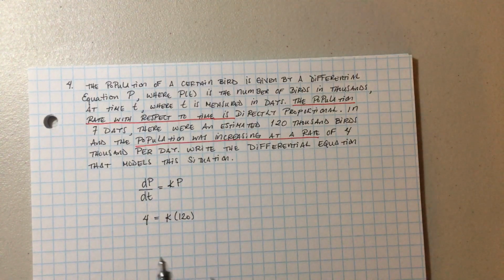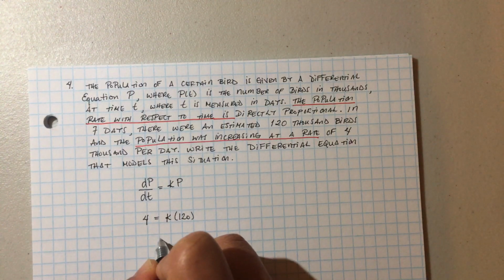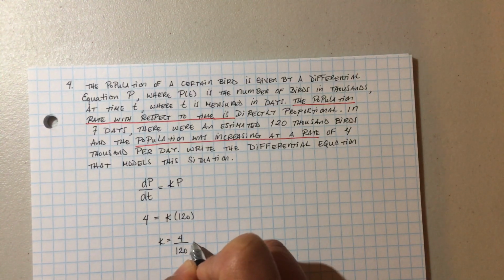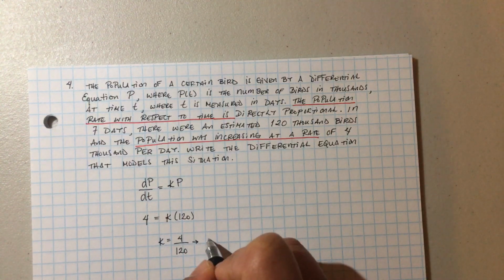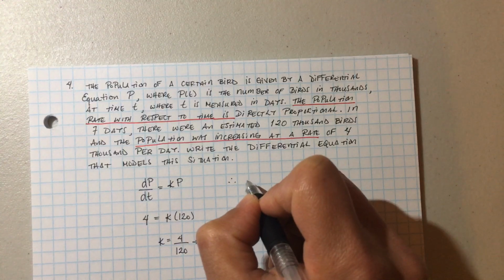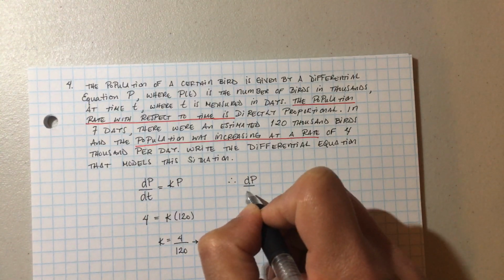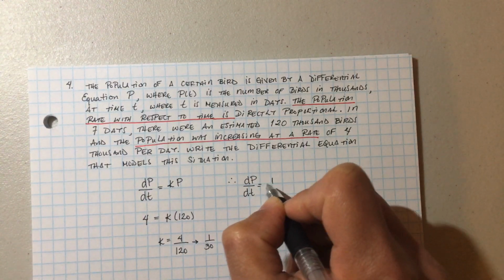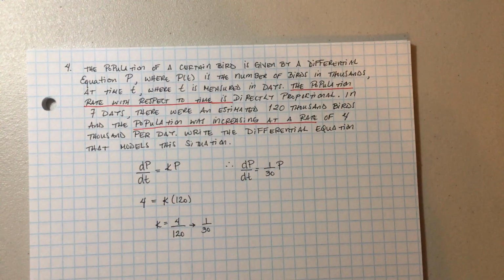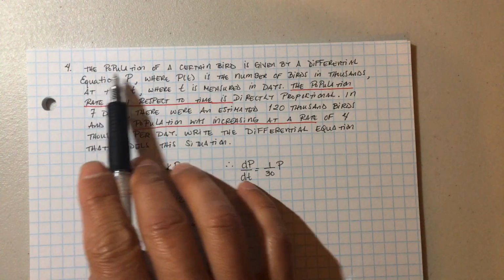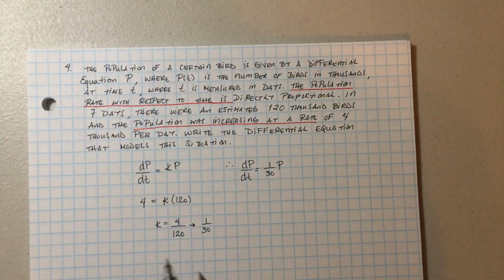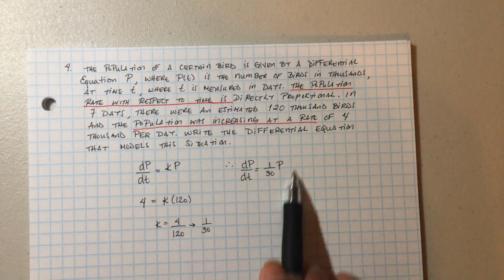All right, so now we just solve. K is going to equal 4 over 120. Divide that by 4 and it equals 1/30. Therefore, your differential equation is dP/dt equals 1/30 times P. And that's what you want, because the population of a certain bird is given by a differential equation. This is my differential equation. This is a rate of change.